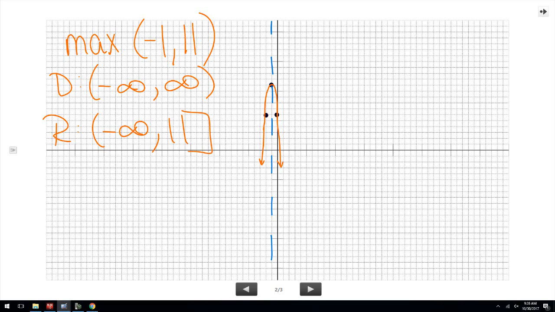Is there always going to be open dots? Not for this class. Not yet. You will get to that in pre-cal.